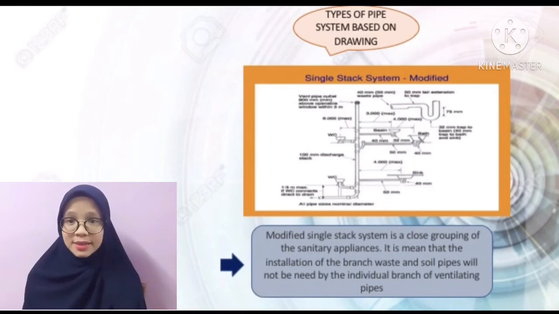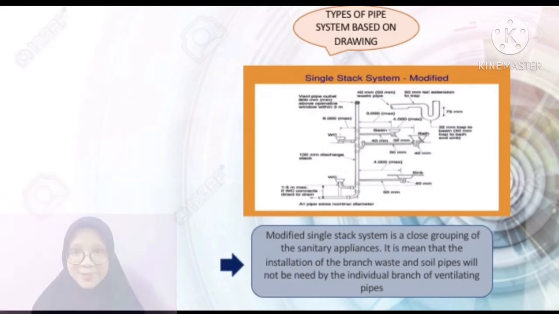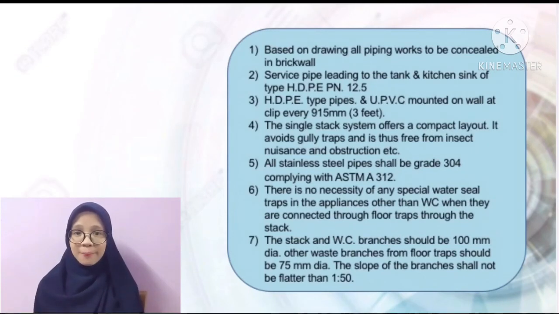Modified single stack system is a closed grouping of the sanitary effluents. It means that the installation of the branch waste and soil pipe will not need individual branch ventilating pipes. Based on drawing, all piping works are to be concealed in the breakboard. Service pipe leading to the tank and kitchen sink is type HDPE PN 12.5. HDPE type pipes and UPVC are mounted on the wall with clips every 915 mm (3 feet).